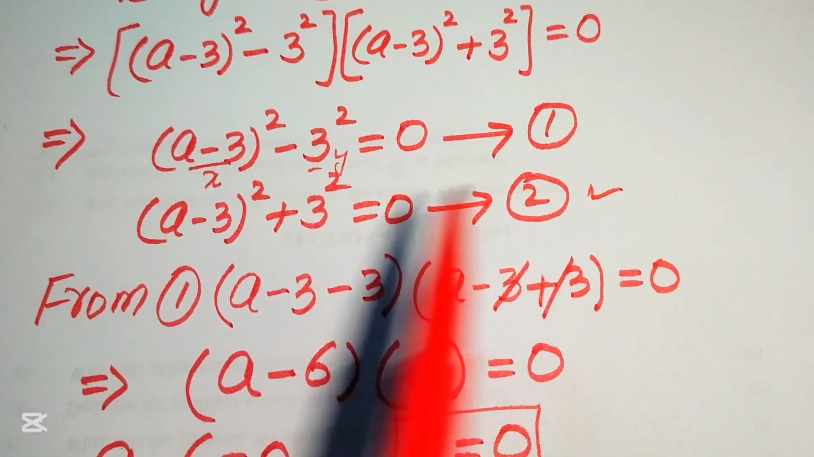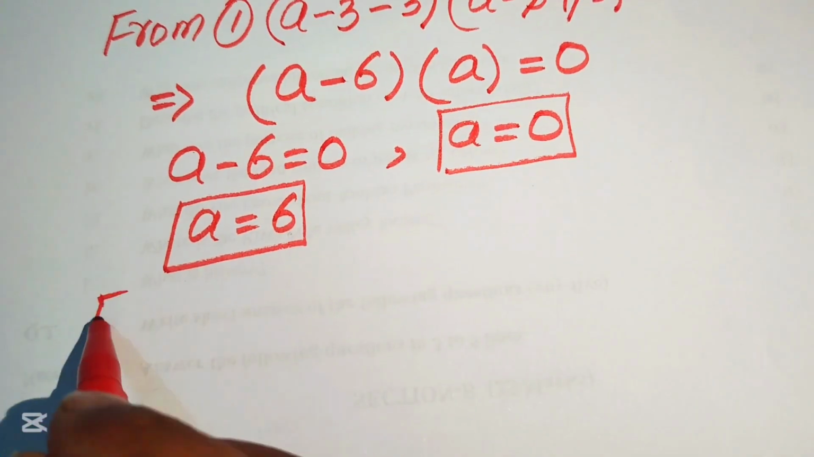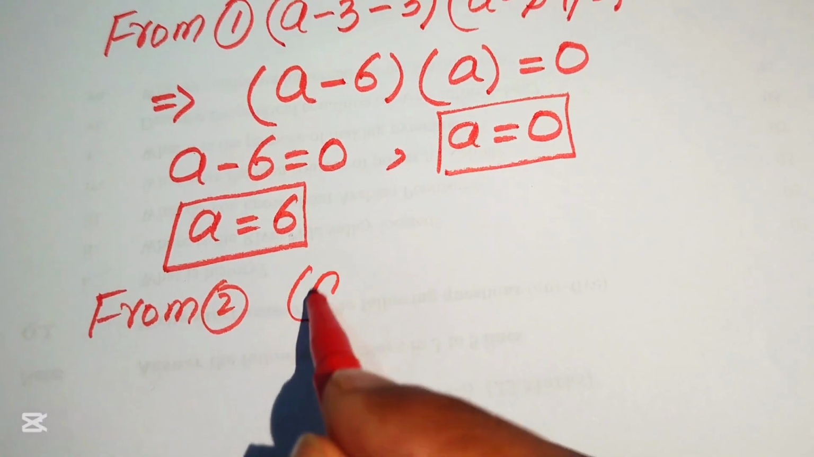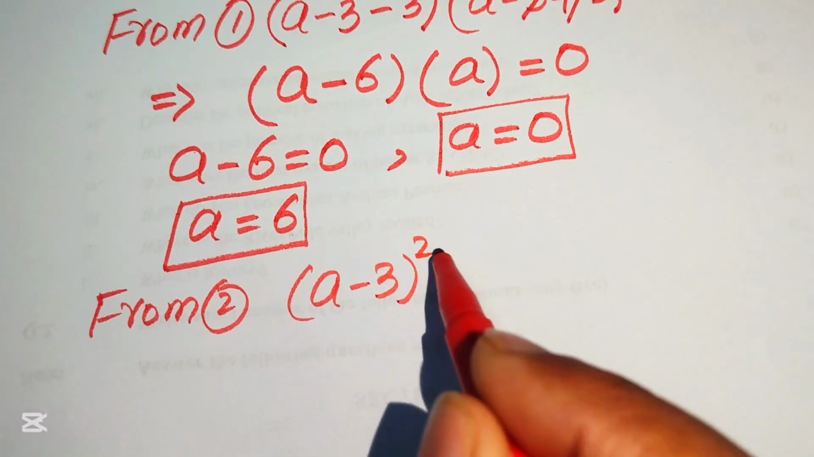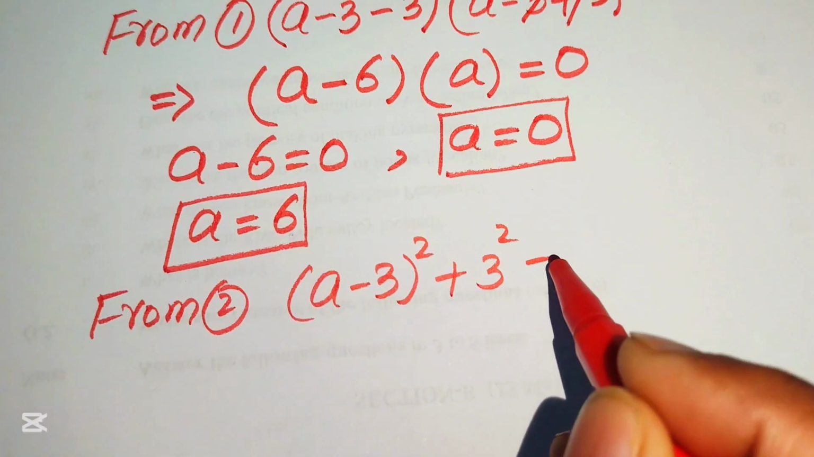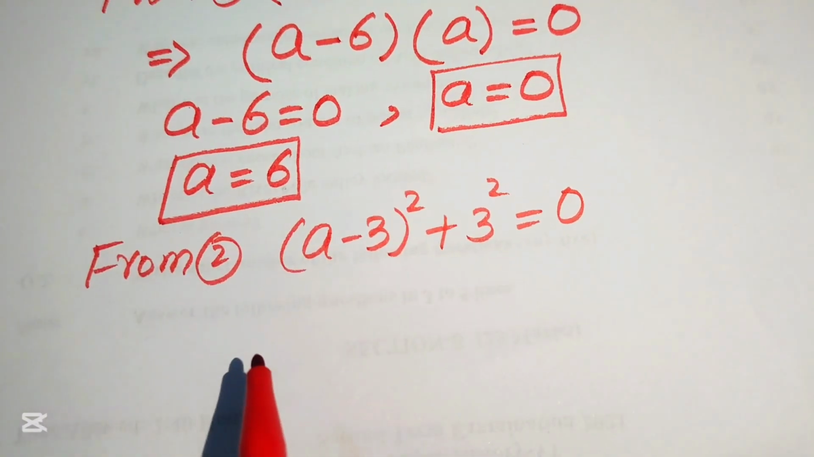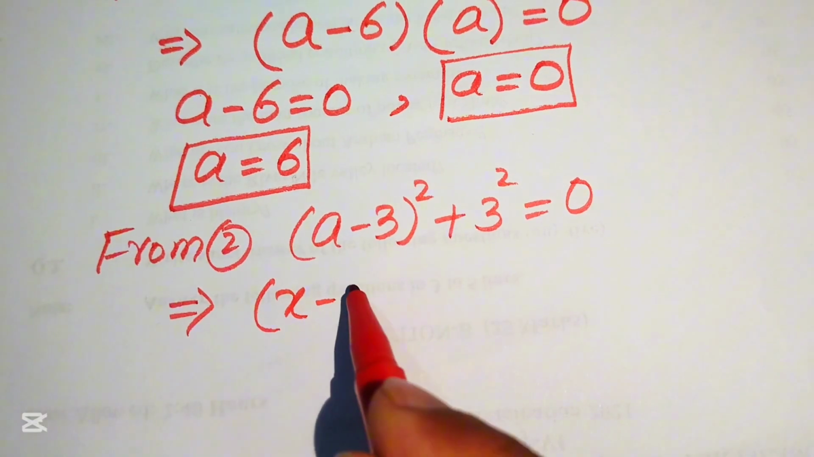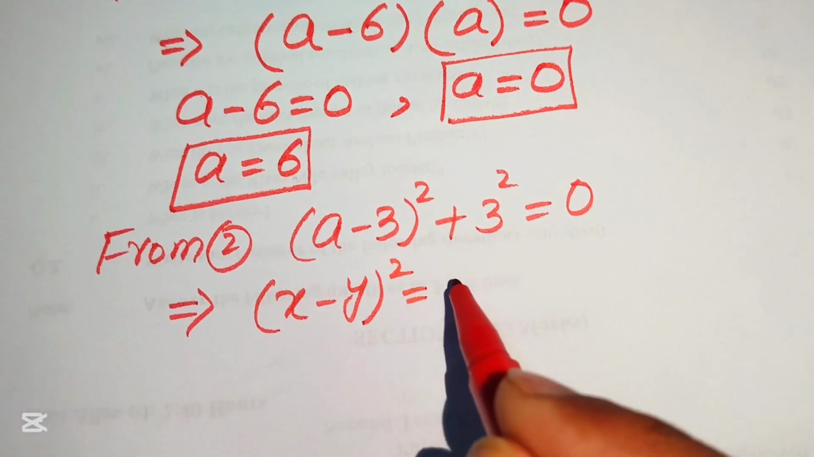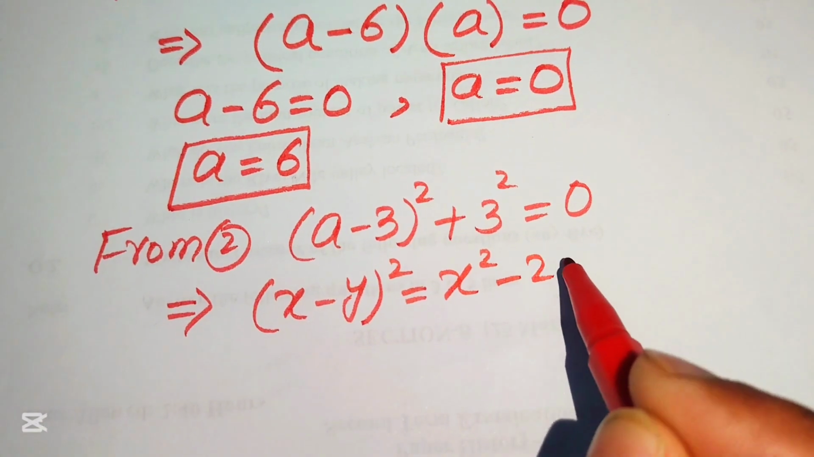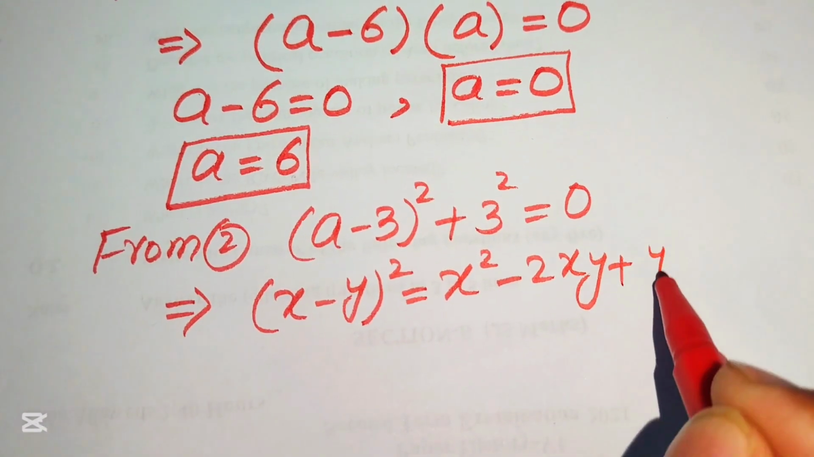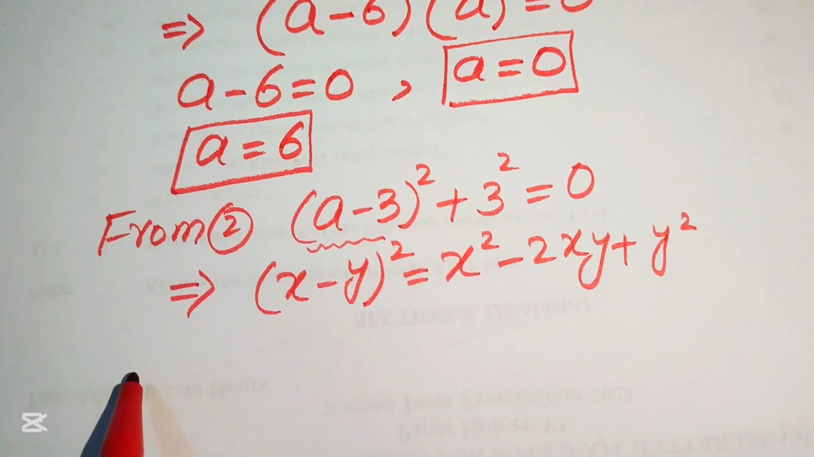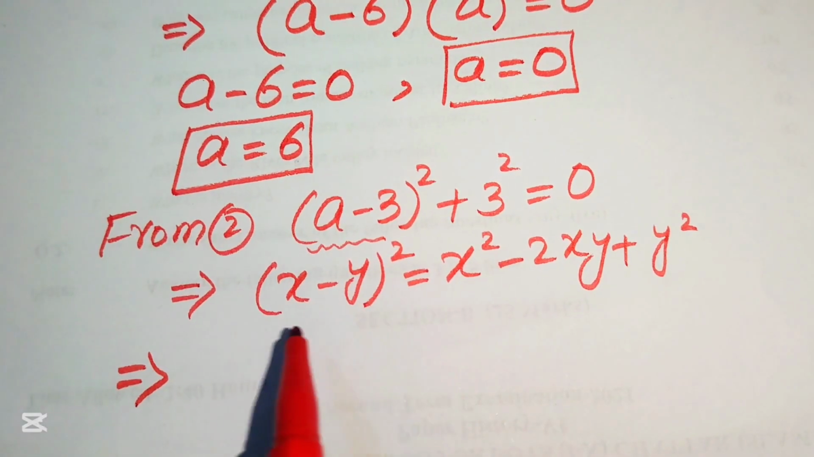For this we need to solve equation number 2, so we copy down equation number 2 here: (a minus 3) square plus 3 square equals 0. Now we need to convert this equation into quadratic form, so we apply this nice formula. If you have (x minus y) whole square, it equals x square minus 2xy plus y square. We need this formula on the first term only, so our first term should be written in this form.